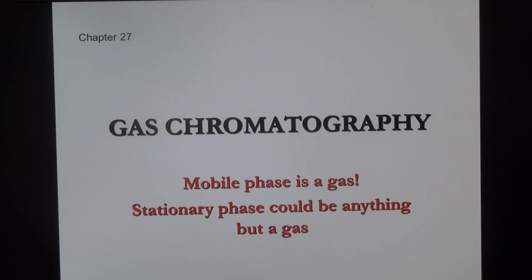Okay. So chapter 27 is gas chromatography. So in gas chromatography, or we call it GC, in GC, mobile phase is a gas. On the other hand, in LC, liquid chromatography, mobile phase is liquid. Okay. And in GC, stationary phase, on the other hand, it could be anything but a gas. So it could be solid or it could be liquid.